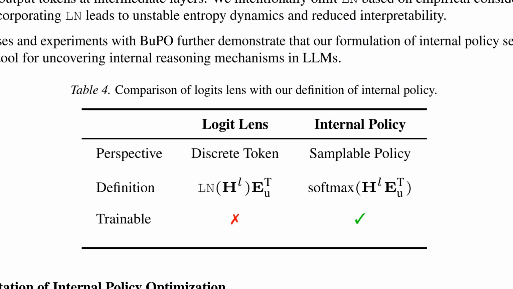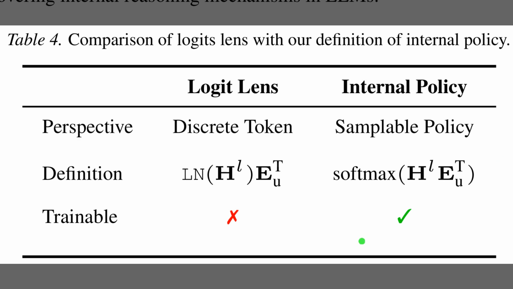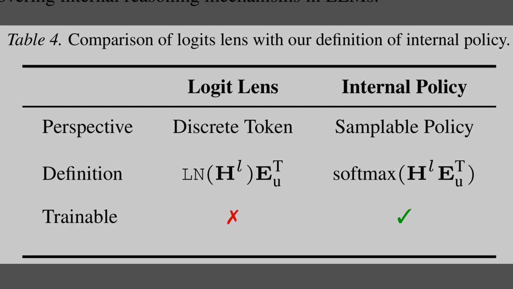Table 4 clarifies why the authors treat internal policies as something you can directly optimize, not just a visualization trick. The full table contrasts LogitLens against the internal policy definition, which matters because the internal policy is explicitly a sampleable token distribution. The definition row shows the key move, where they apply softmax to the hidden state times the unembedding matrix. The trainable row then highlights that this internal policy view supports training, while LogitLens does not.